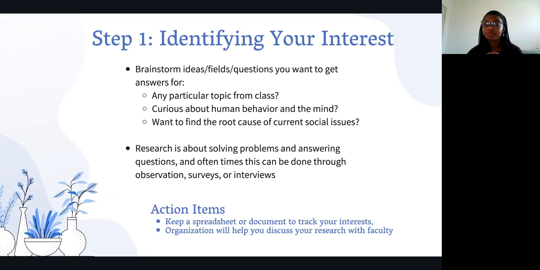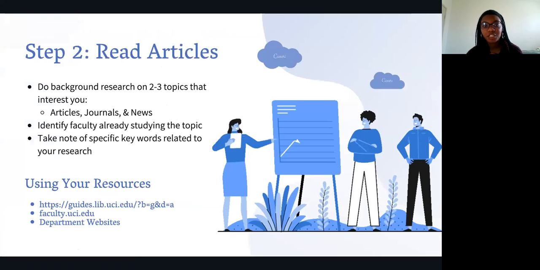Now we'll move on to step 2. So step 2 is reading articles. A lot of part of research is looking at past research. So it's important to do background on what's already been found on your topic. Articles, journals, news, make sure they are credible. A really good source for that is the library database. People that don't know about that, we'll talk more about that towards the end. But the library databases actually are already organized by subjects and they allow you to search what you're already interested in and see what's already been found on your topic.